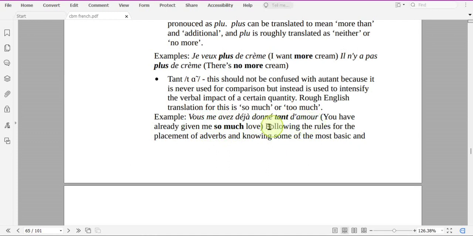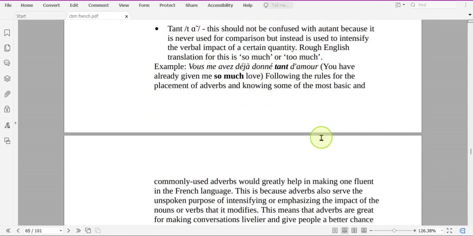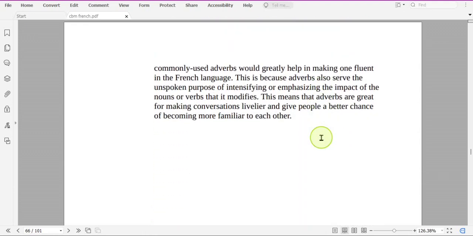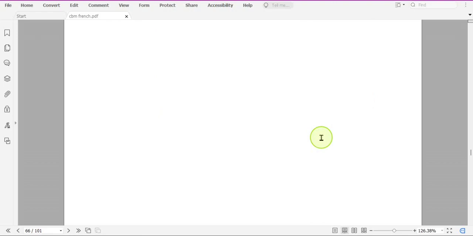Following the rules for the placement of adverbs and knowing some of the most basic and commonly used adverbs would really help in making one fluent in the French language. This is because adverbs also serve the unspoken purpose of intensifying or emphasizing the impact of the nouns or verbs that they modify. This means that adverbs are great for making conversations livelier and give people a better chance of becoming more familiar to each other.